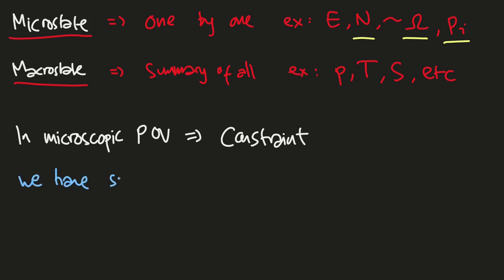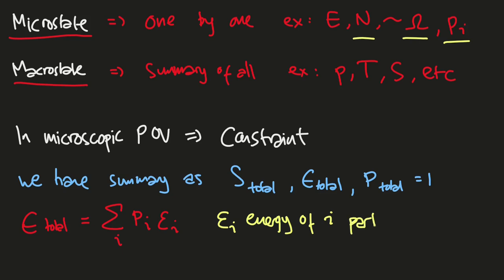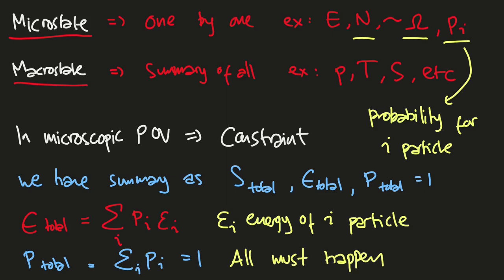So here we have summaries such as total entropy, total energy, and total probability, which in probability theory we know equals 1. For example, the total energy is this summation, where epsilon i is the energy of the i-th level state of the particles, and p_i is the probability of that i-th level state. And since the total probability equals 1, the sum of the probabilities equals 1. That means all states in our system must happen, but not necessarily simultaneously.